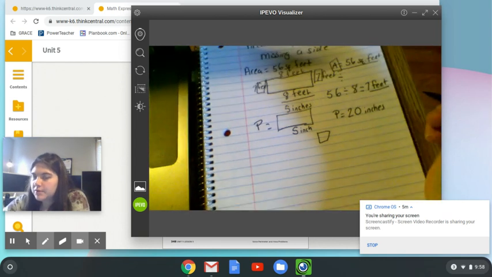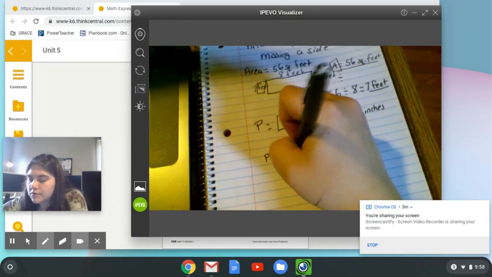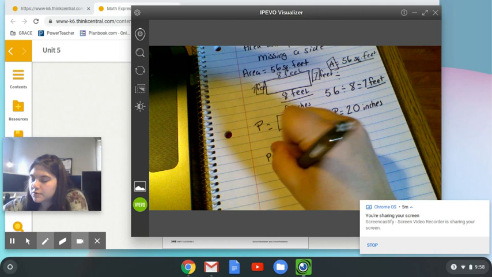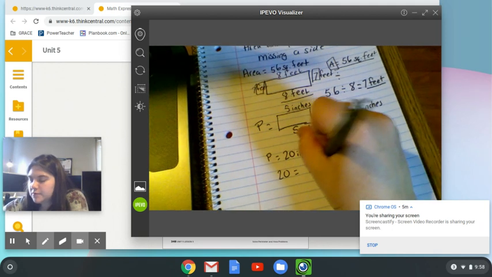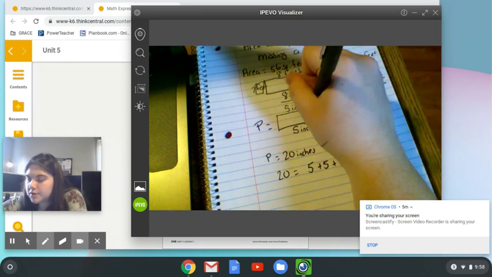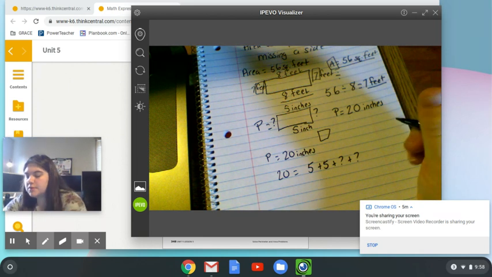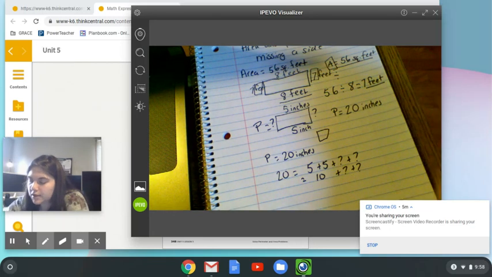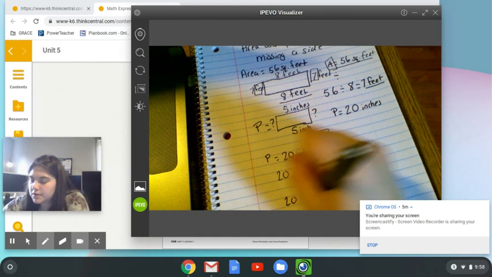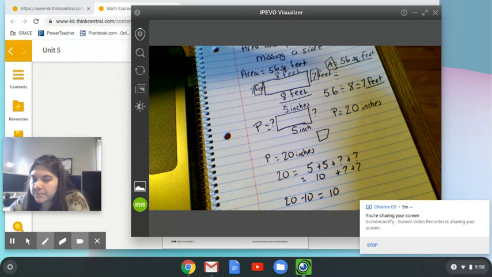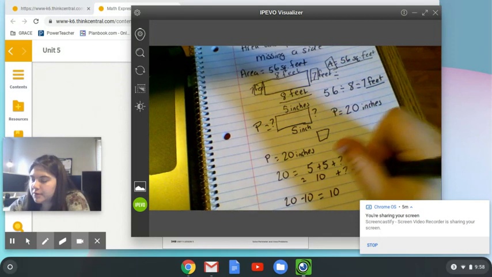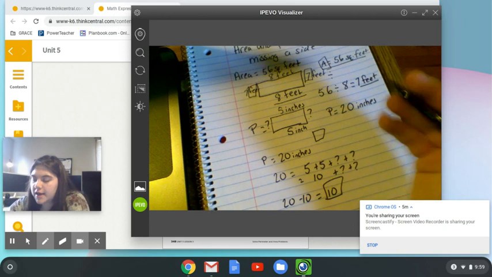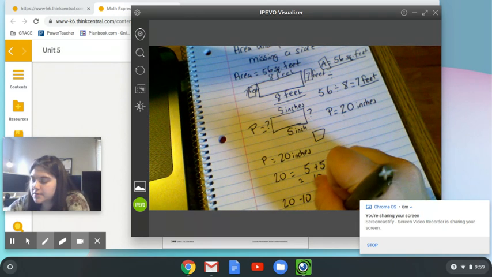When I'm given perimeter, I'm going to add what I know. So I need to know that somehow I'm going to make 20 using 5 plus 5 plus question mark plus question mark, because I don't know what those other two are. So 5 plus 5 equals 10. Then I'm going to subtract 10 from 20, because I want to get rid of what I know to solve for my question marks. So now I'm left with 10, but I need to divide it by 2 because I need each side. So 10 divided by 2 equals 5 inches.